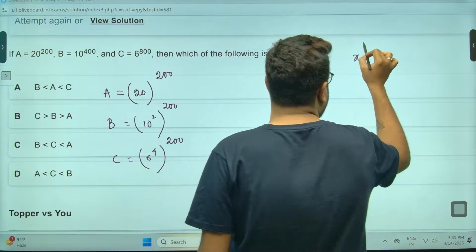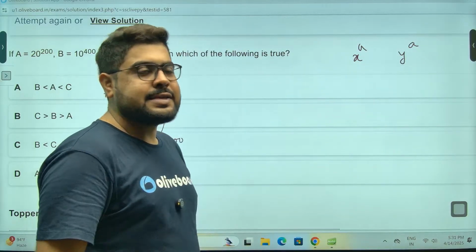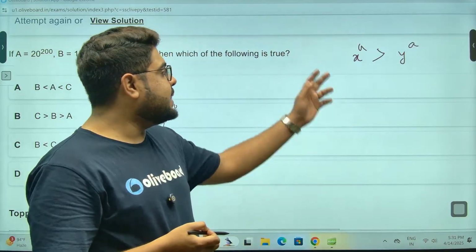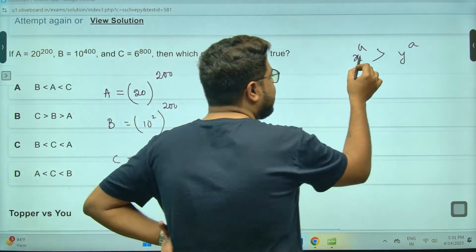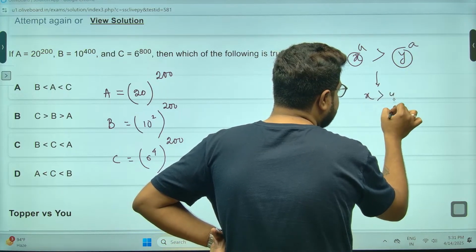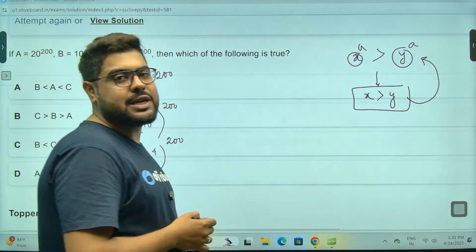If x to the power a and y to the power a is there, and I say this is greater, when can that happen? It can only happen when the base is greater, meaning when x is greater than y. Or I can draw the opposite conclusion as well.